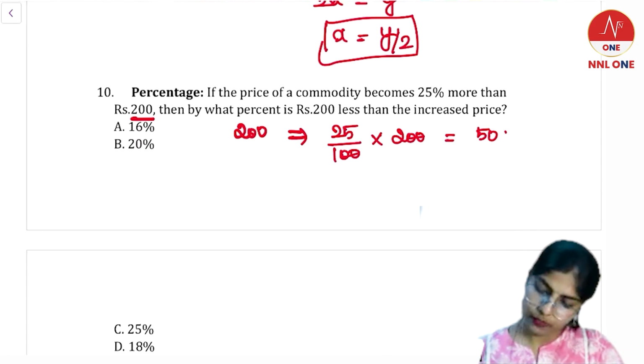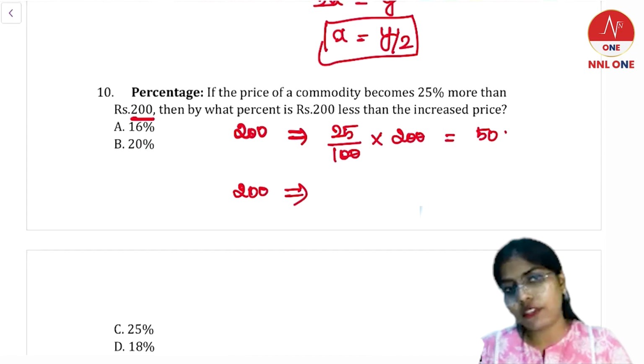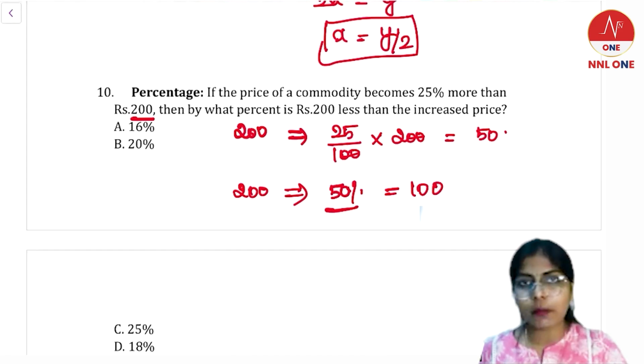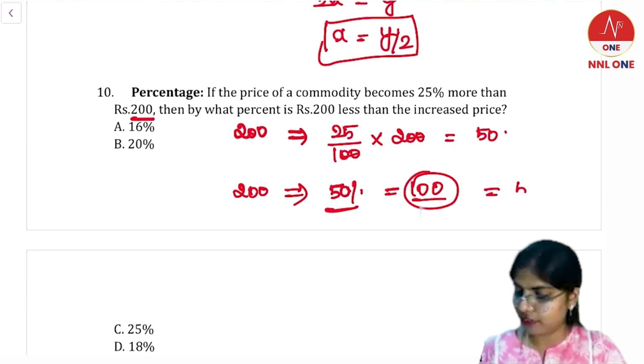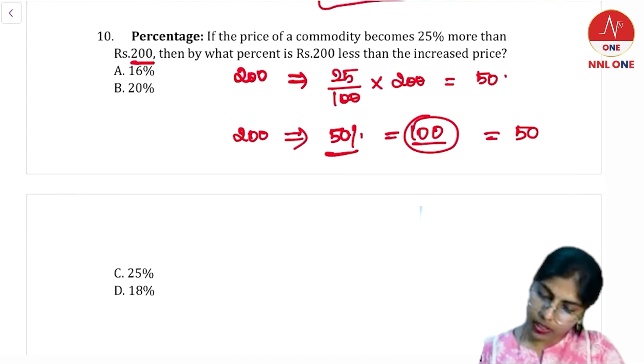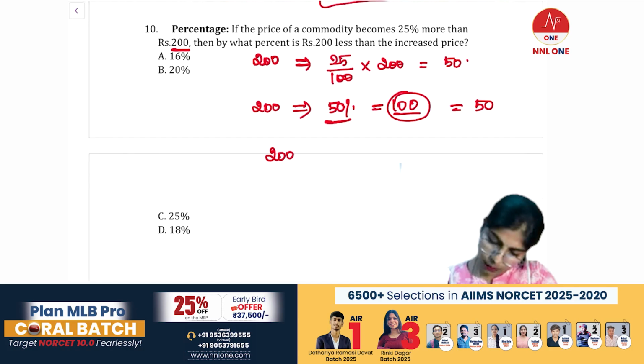Let me know. In the shortcut method, 100% is 200. What is 50%? 50% will be 100, right? Then what will be 25%? 25% will be half of the 50%. So what is half of 100? It is 50. That's all, simple. So if the commodity becomes 25% more, the initial price was 200 and the final price of the commodity was 250. I mean, it was increased.